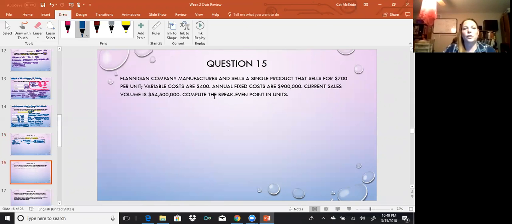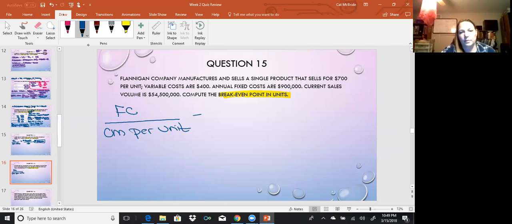Now let's do the break even in units. We still have the same information. So now we're going to take our fixed costs, still, divided by our contribution margin per unit. So our fixed costs... the company sells a single product for $700 per unit. Variable costs are $400. Do our variable costs even matter?